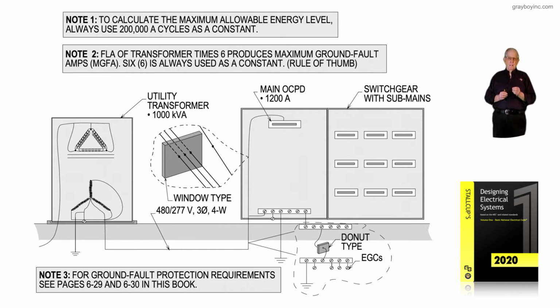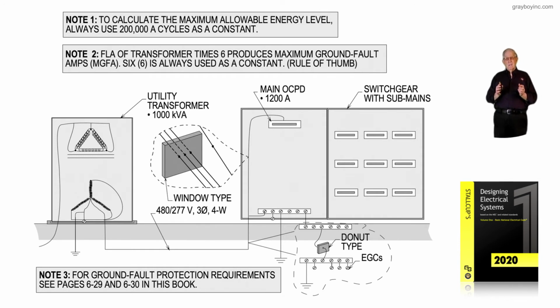So 230.95 lists these rules we're talking about for a service. 215.10 lists the rules for a feeder. And then 210.13, I believe it is, that's the rules for a branch circuit.